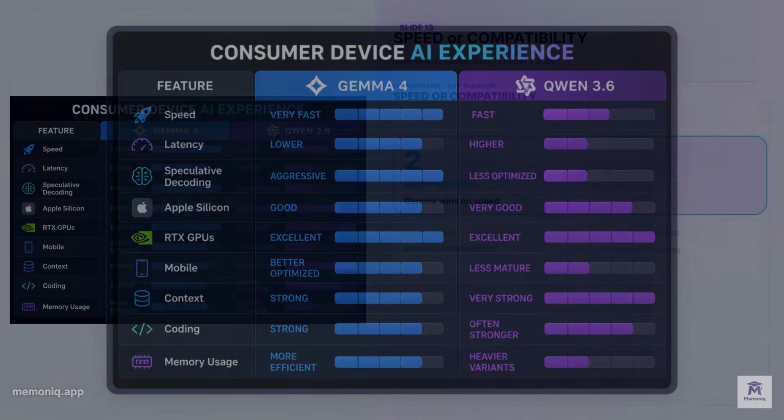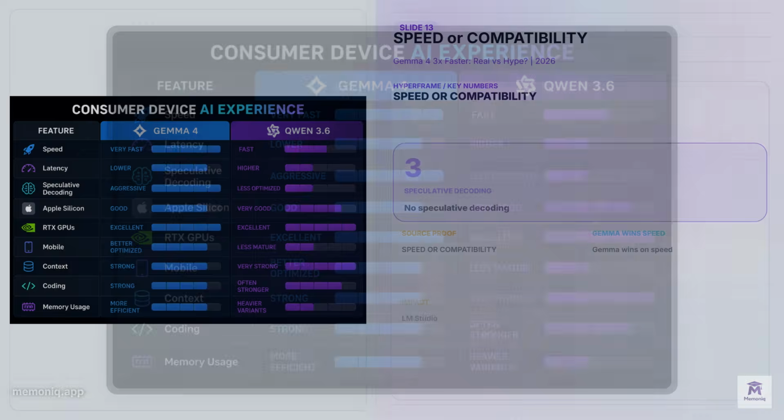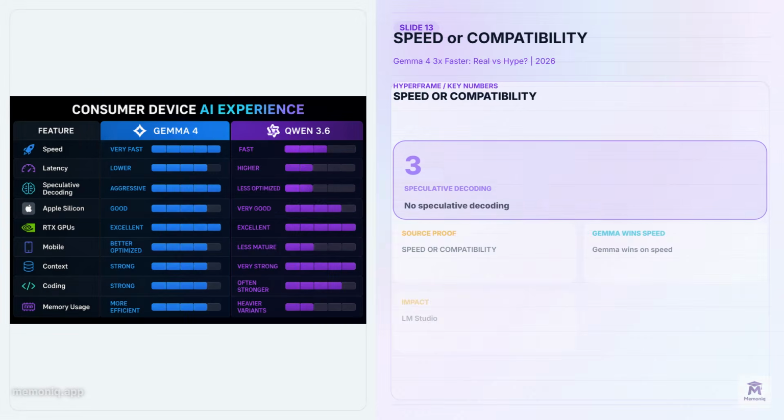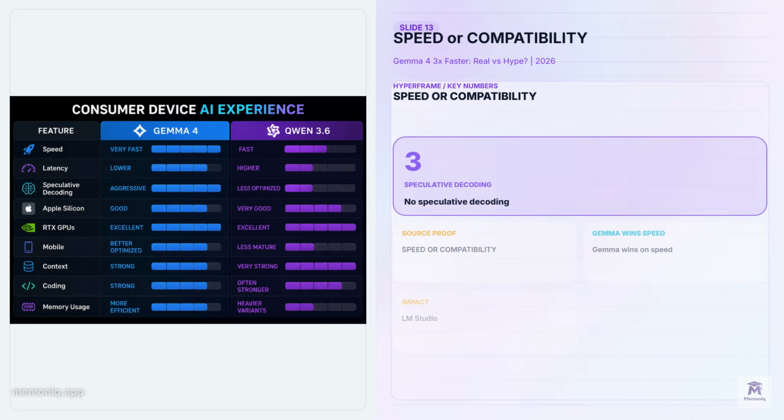But Qwen has advantages that don't show up in a speed benchmark. Compatibility is the big one. Qwen models work out of the box with basically every inference engine, Ollama, LM Studio, llama.cpp, you name it. MTP drafters require specific support. As of right now, not every framework has implemented it. If your workflow depends on a particular tool, check compatibility before you commit.